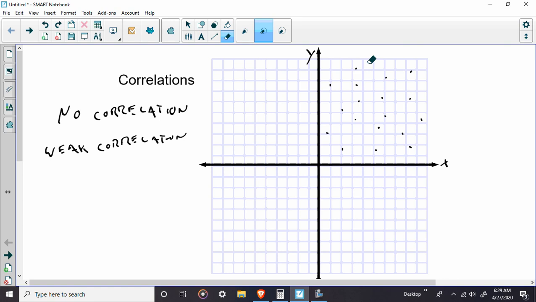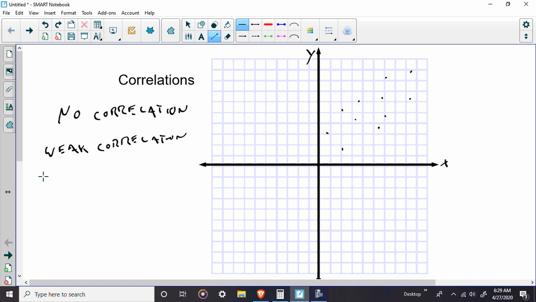Okay, a weak correlation might be something that looks like this, right? Where there is a general trend. Like I can kind of draw a line through these points, but you see there are some significant distances between these points and the line. We're taking a big jump there to go ahead and say something like that, okay?